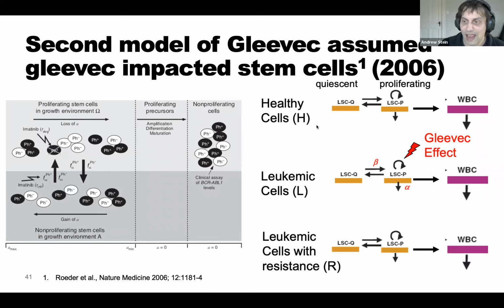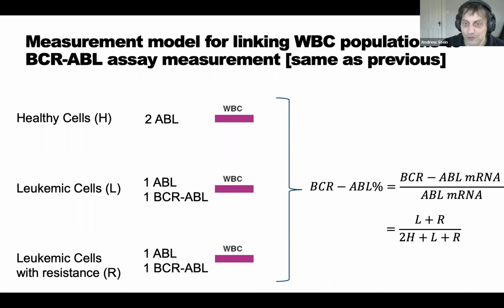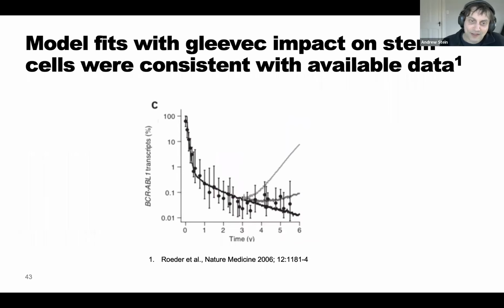And again, you can have these 3 arms like before, but the difference now is that Gleevec affects all the proliferating cells in their model, and they decline at a rate alpha, and it's a rate beta at which the quiescent cells become active. They use the same measurement model I described before, and again their model is also consistent with the data. It has this nice bi-exponential trend.